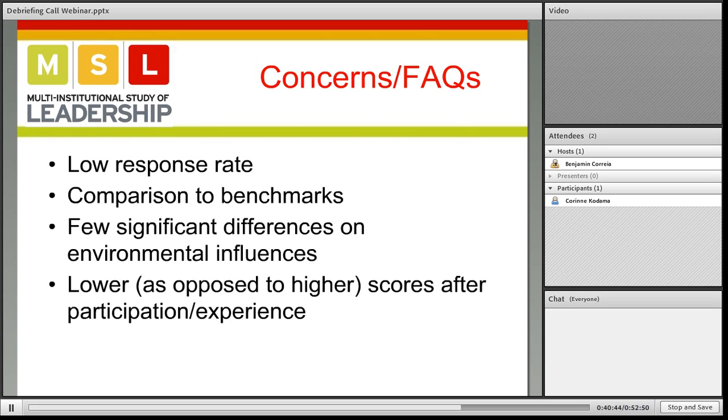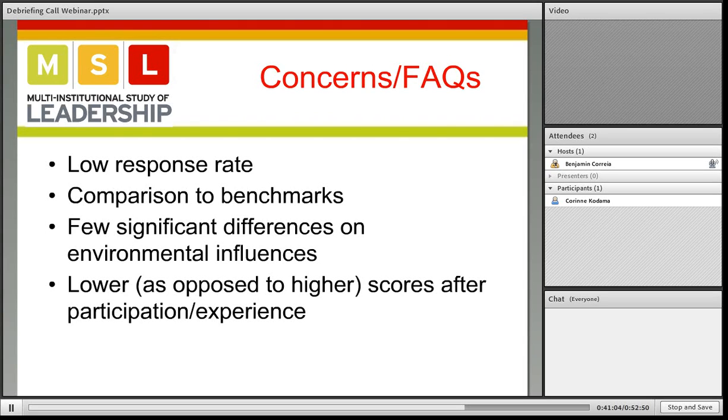Also, some people express concern that they don't see more significant differences throughout the report, and that actually is more common than not. There are lots of sections on the reports where you may not see significance, and we can discuss that further on your call, but to let you know that that's not unusual.